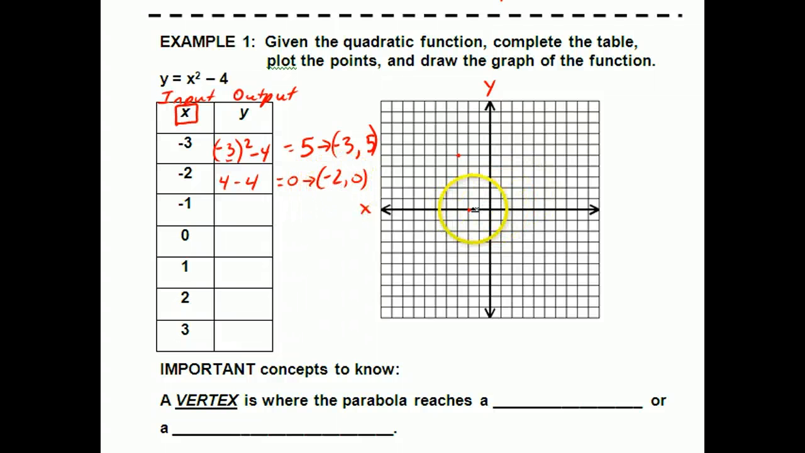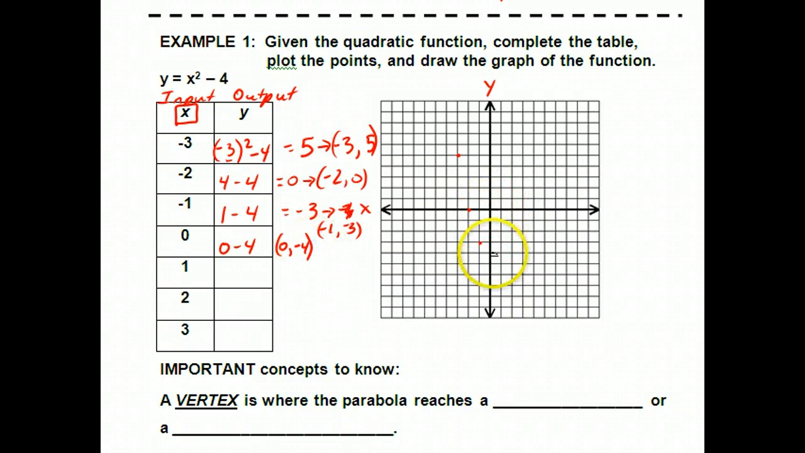So this is the x and this is the y. Okay, so negative 1 squared gives me 1, minus 4 is equal to minus 3. So my ordered pair there is going to be negative 1 and negative 3. Oh, I'm going to run out of room here, I'll put it down here. Okay, so negative 1 and negative 3 is here. Okay, 0 goes in here. So 0 squared minus 4 gives me minus 4. So my ordered pair there is going to be 0 and minus 4.